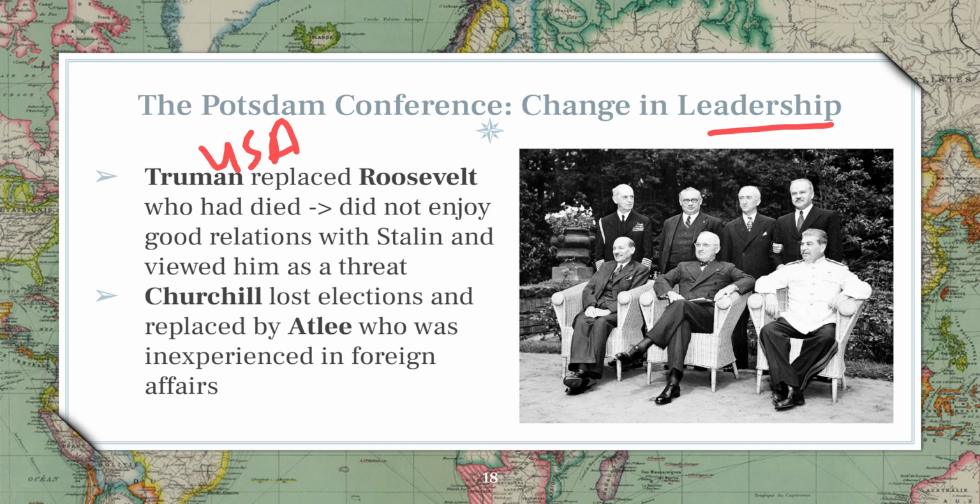Churchill started the Potsdam Conference. Somewhere in the middle of the conference, he found out that his party, the Conservative Party, lost elections and was replaced by Attlee, who was from the Labour Party. Attlee, although familiar with domestic politics, was not as experienced in foreign affairs, and had not been dealing with Stalin prior to this. So he would find himself at times a bit out of his comfort zone.